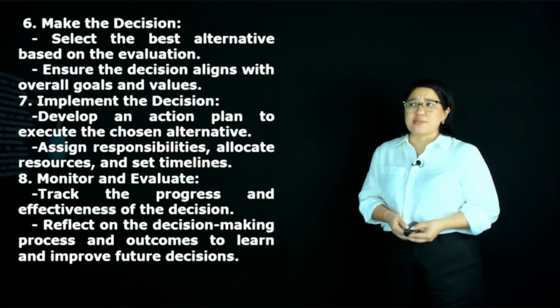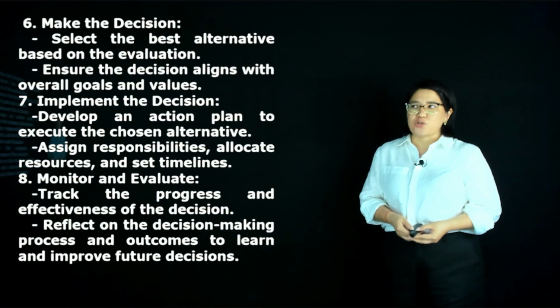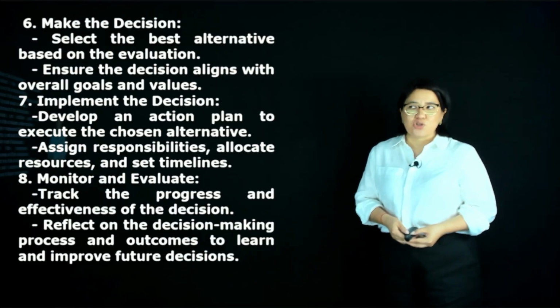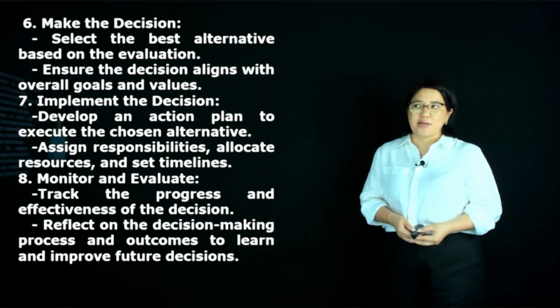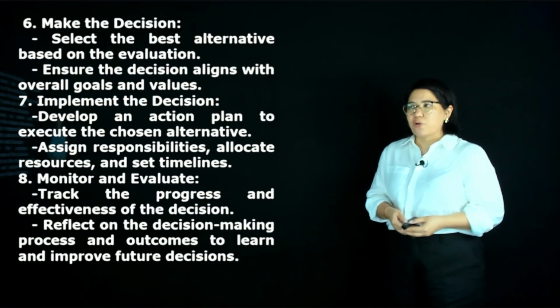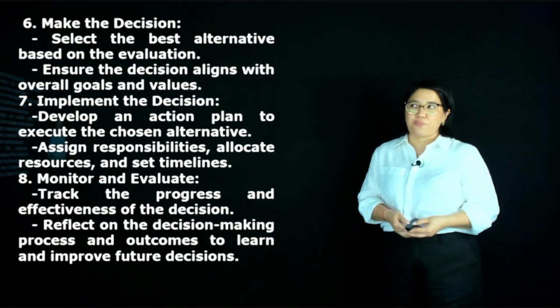Then make the decision. It means to select the best alternative based on the evaluation and ensure the decision aligns with overall goals and values. Then implement the decision. It means to develop an action plan to execute the chosen alternative, assign responsibility, allocate resources, and set timelines. Then monitor and evaluate: track the progress and effectiveness of the decision. And the next one is to reflect on the decision-making process and outcomes to learn and improve future decisions.